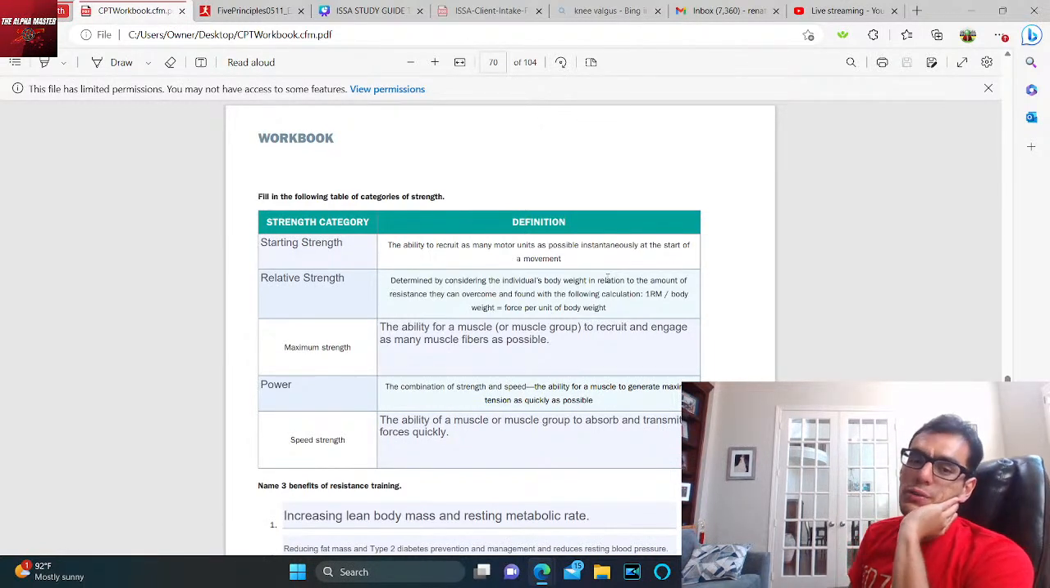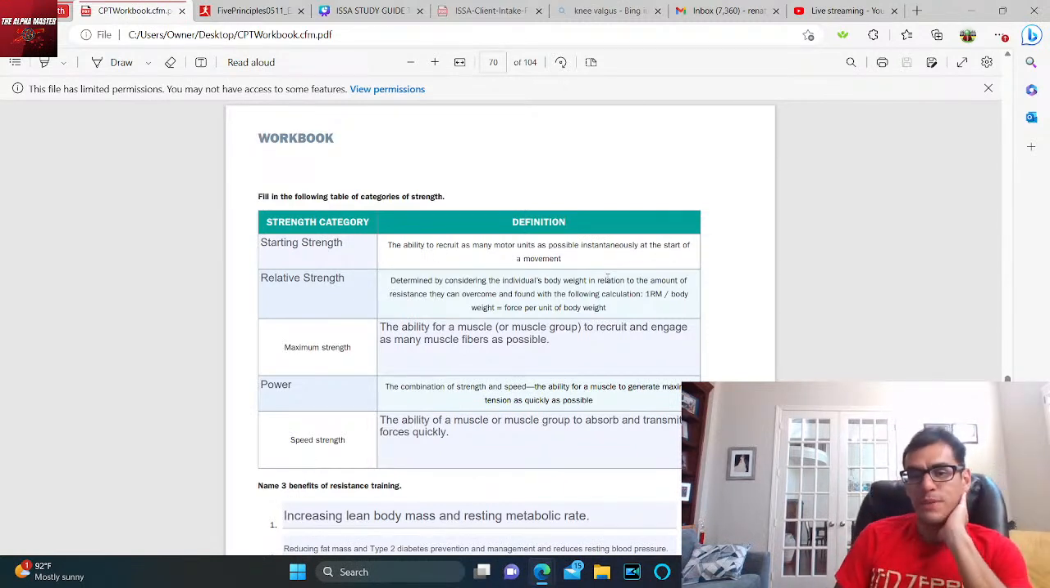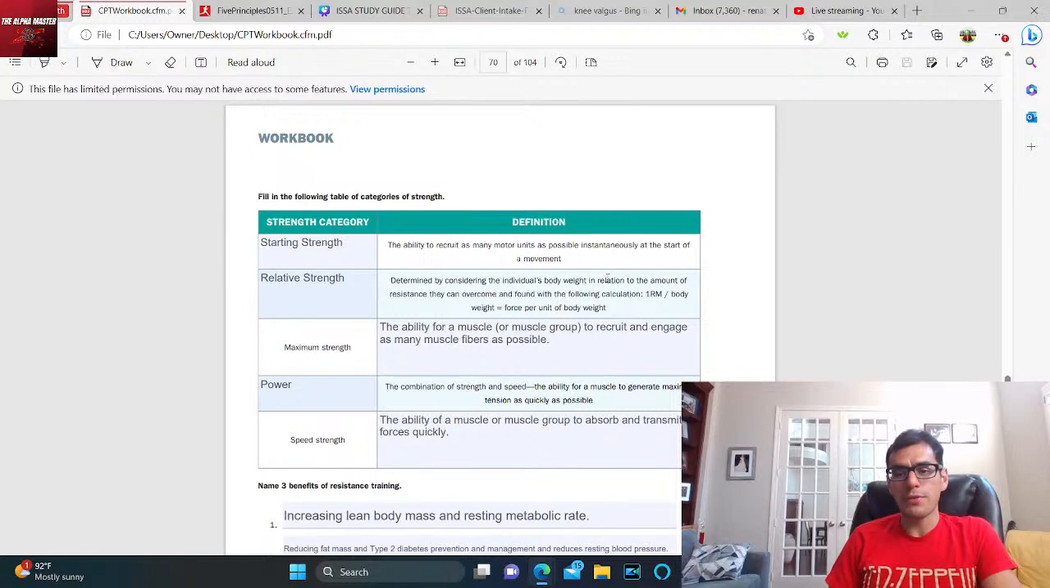Now, speed strength is the ability of a muscle or muscle group to absorb and transmit forces quickly.